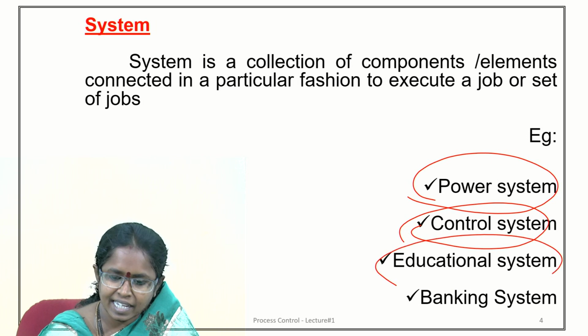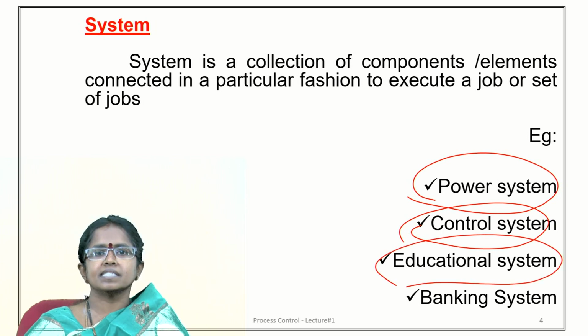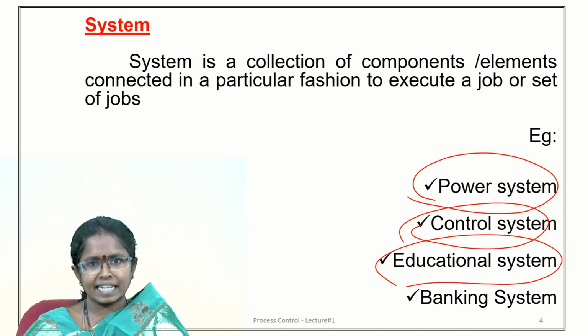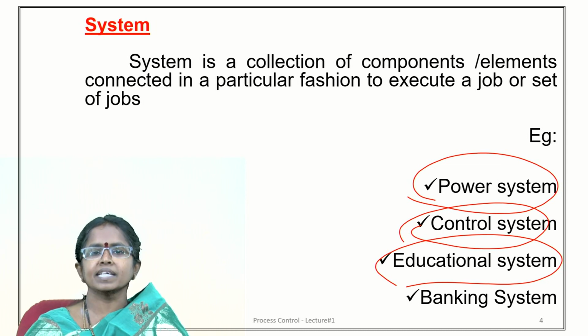Then the educational system. What is meant by educational system? For example, you can take our university: the staff, the students, the classroom, the blackboard, the chalk piece, everything is connected in a manner to perform a specific function, right. What is the function? The lecturer is delivering the lecture, the students are gaining knowledge, they are writing exams, they get promoted, they are getting degrees. So, they are performing a specific function. So, this can be called a system.